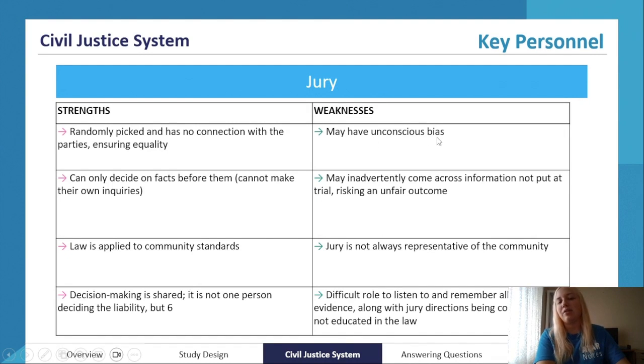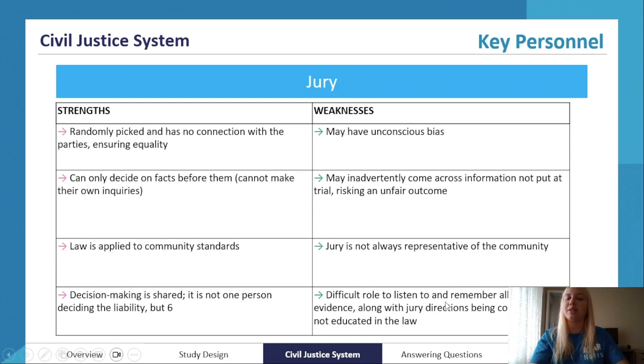Similar weaknesses: might have unconscious bias, might inadvertently come across information about the trial. Exposing them to that information can bring an unfair outcome, but it can happen with a high publicity case. Jury may not always be representative of the community. Obviously, it's only 6 people.